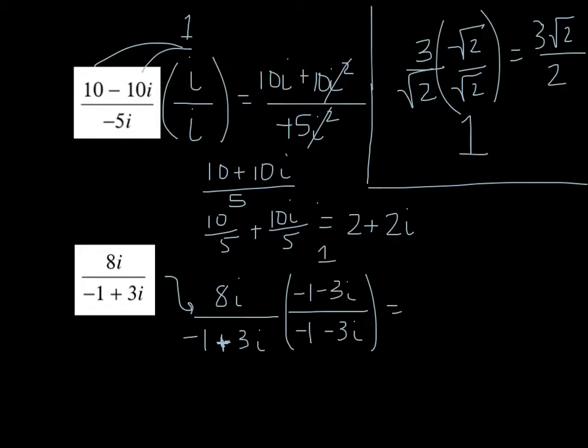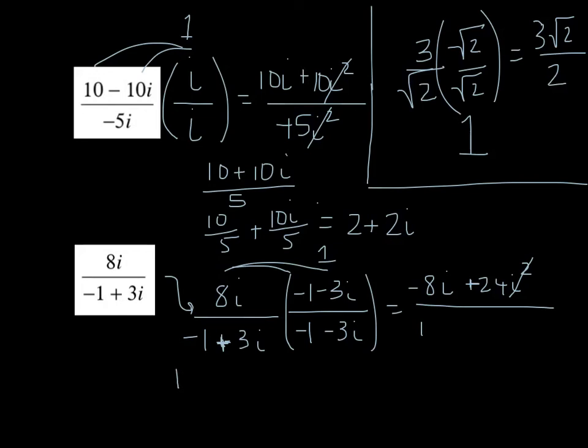In the numerator we distribute, and we get negative 8i minus 24i squared, and immediately, make sure you can see that's a plus. And in the denominator, we're going to FOIL. Negative 1 times negative 1 is 1. Now, because it's a difference of squares pattern, the inner and the outer cancel. I'll just show you real quick by doing it underneath here.